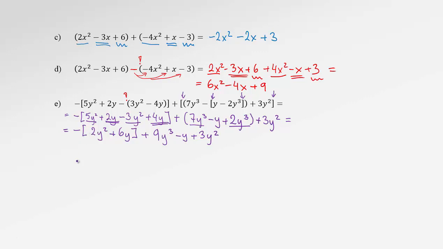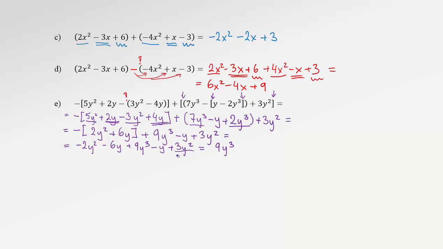Okay, one more step. We can release this square bracket by switching signs, so we have negative 2y squared, negative 6y, and copy the rest. Plus 9y cubed minus y and plus 3y squared. Last step would be to collect like terms, starting with the highest degree term. So we'll get 9y cubed.